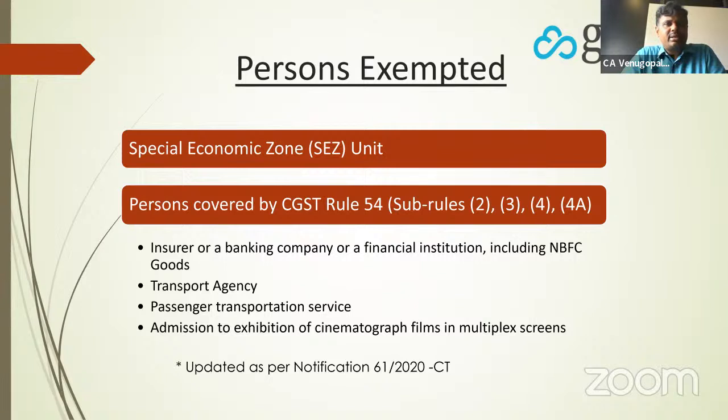NBFCs, banking companies, passenger transportation, goods transportation, and admission to cinematographic films. Please note, an addition to that is SEZ. If you are an SEZ, e-invoice is not applicable. This exemption is qua business and not qua PAN. So if under your PAN you have multiple businesses, one of the businesses being this, only for that business vertical do you have an exemption.